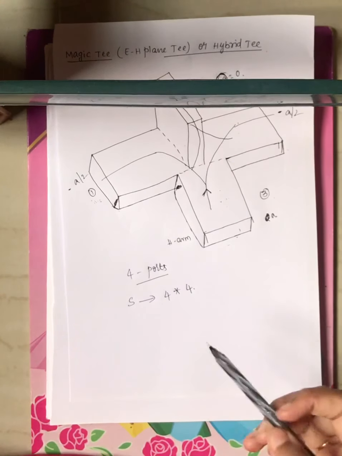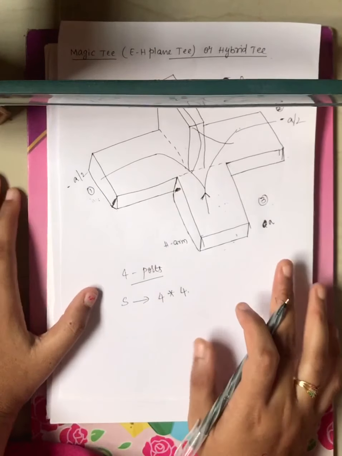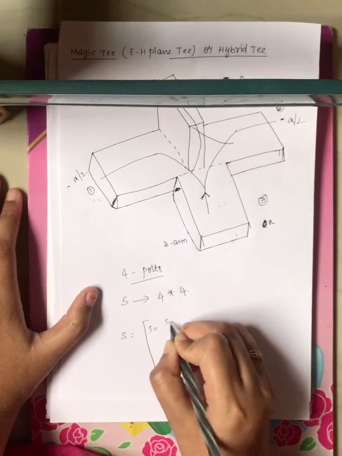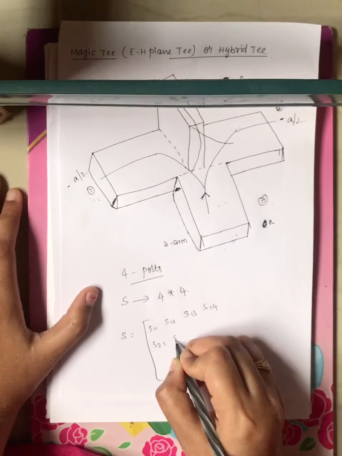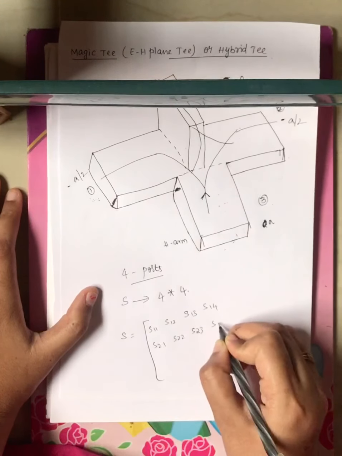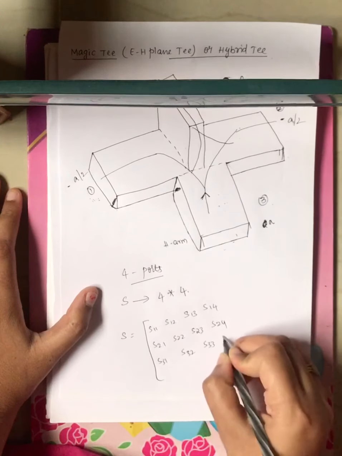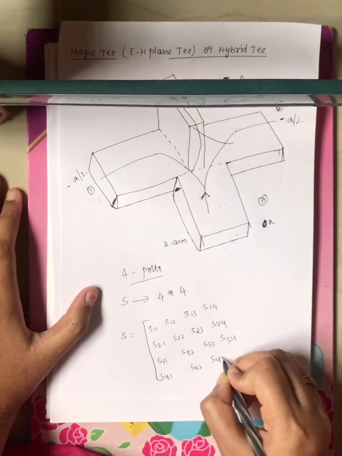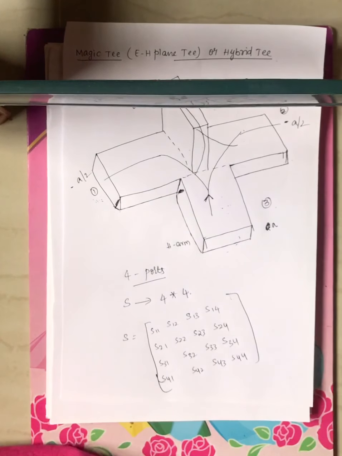Now it contains 4 ports. The order of the scattering matrix is 4 by 4. Now let us define its scattering matrix with order 4 by 4. S will be S11, S12, S13, S14, S21, S22, S23, S24, S31, S32, S33, S34, and S41, S42, S43 and S44. This is the S matrix with order 4 by 4. Now we have to find out the individual scattering parameter values, right?